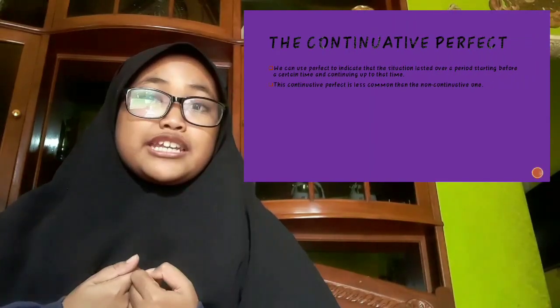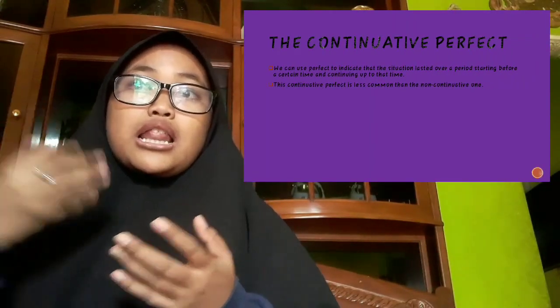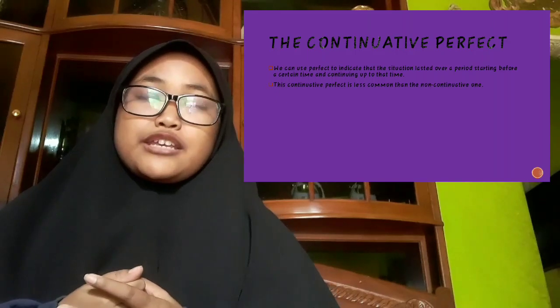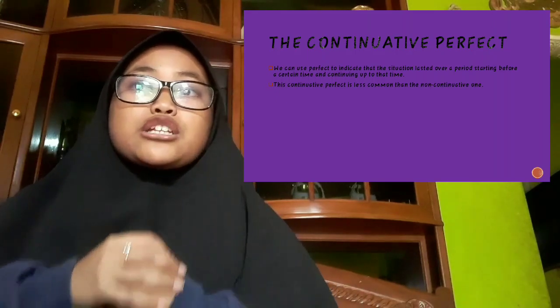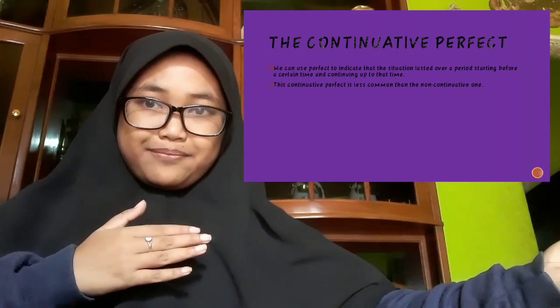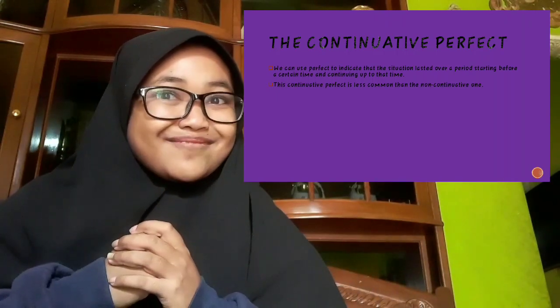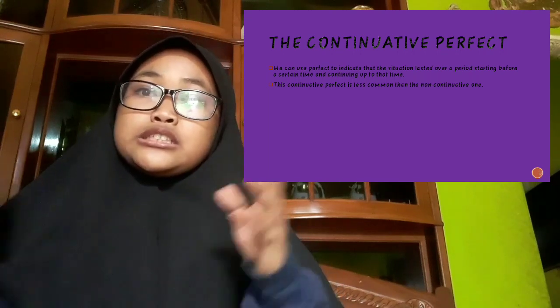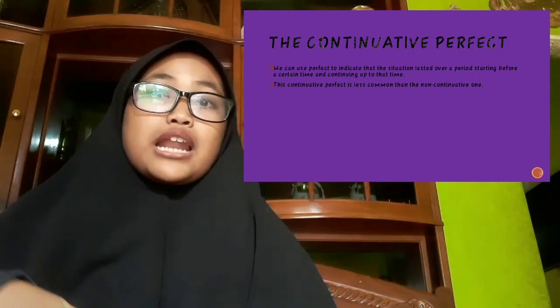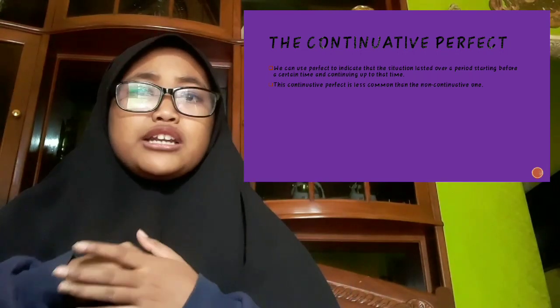And next is the continuative perfect. We can use perfect tense to indicate that the situation lasts over a period starting before a certain time and continuing up to that time. So do you guys get it right from here? And this continuative perfect is less common than the non-continuative one, because let's compare the example.